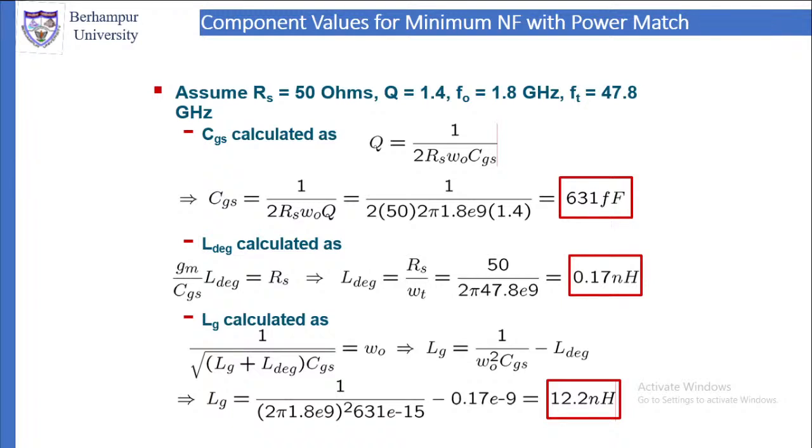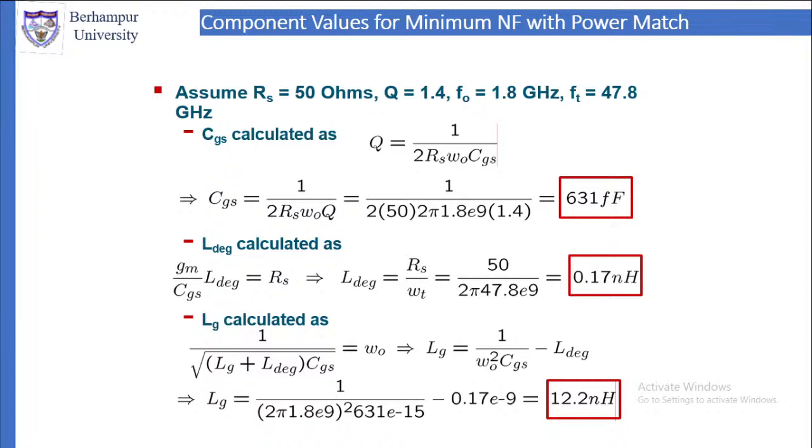What is given is RS = 50 ohm, Q = 1.4, F0 = 1.58 gigahertz, FT = 47.8 gigahertz. CGS will be calculated from Q = 1 / (2 RS ω0 CGS), from which you can find CGS. CGS = 1 / (2 RS ω0 Q).